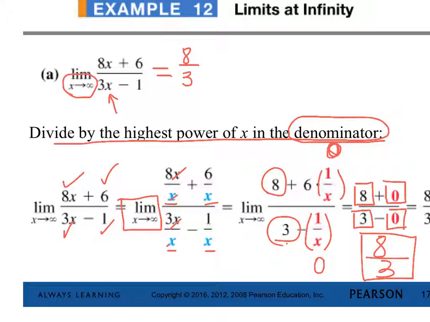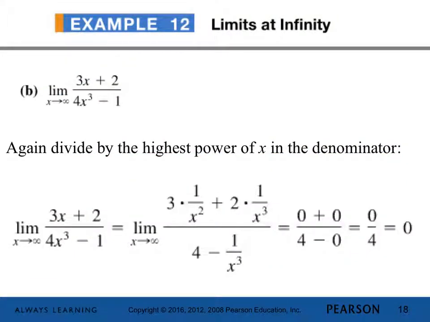Now this is just a little warning. You do need to actually do this process. Don't just automatically assume, because this one came out to be 8 over 3, that all you're going to have to do is just take those first two numbers in your numerator and denominator. It won't work that way. You have to actually do this process, and then remember that the limit of 1 over x, or 1 over x to any power, is going to be 0.